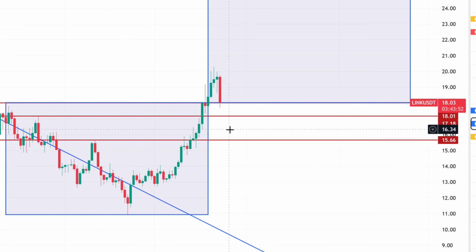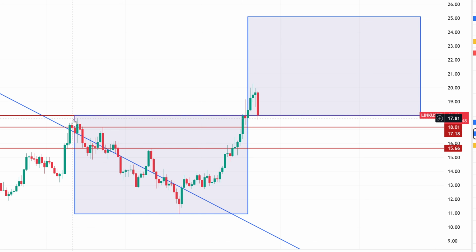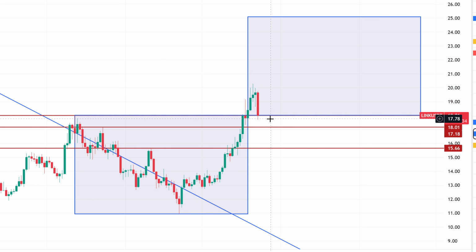So maybe you remember from my last video that we have broken above the recent resistance, and therefore we have activated our price target at 25.10. And right now we are retesting the breakout level. So that is the current state.